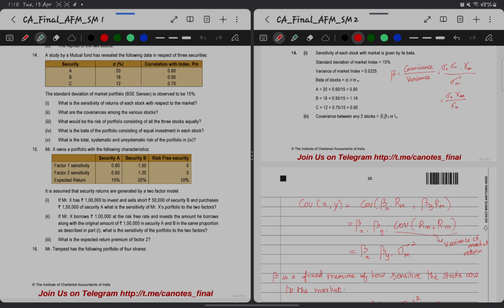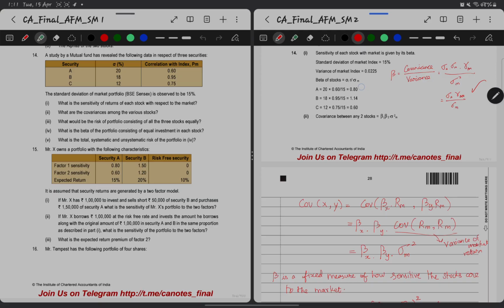So covariance by variance, which is nothing but the standard deviation of the respective stock multiplied by the standard deviation of market return multiplied by the correlation coefficient of the stock with the market return, divided by the variance of the market return. Now variance is nothing but standard deviation square. So in the denominator and the numerator we have the standard deviation of market return, which if we eliminate, then the revised formula will be the standard deviation of the stock multiplied by the correlation with the index, divided by the standard deviation of market return.